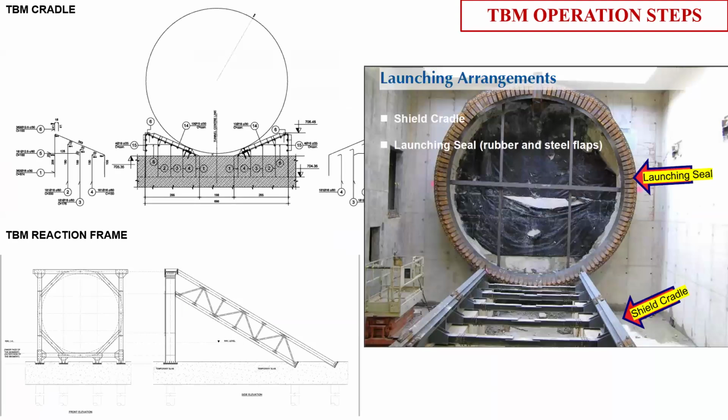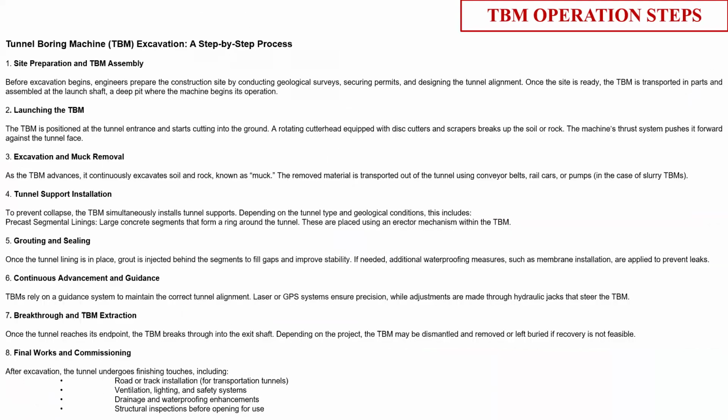So here you can see this is the launching shield. This is the cradle. So the cradle, the TBM is being placed and gradually it is pushed through this phase. And here we are pushing the TBM by the sacrificial ring and the reaction frame. Now these are all the steps of the TBM.